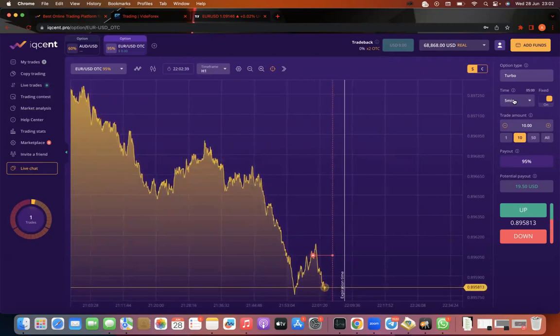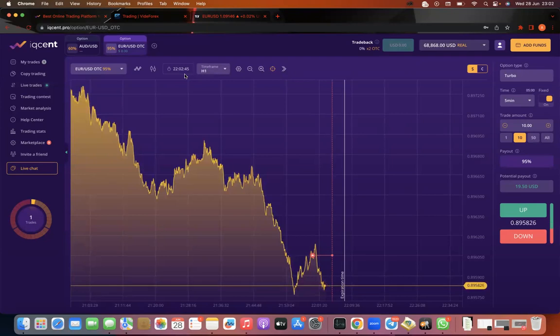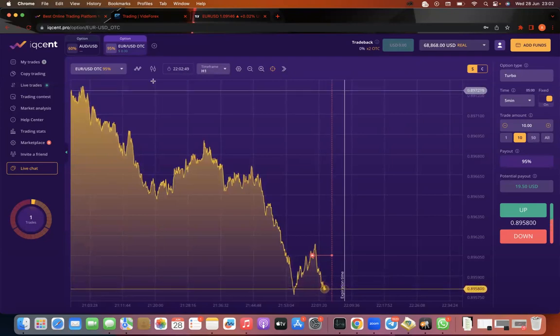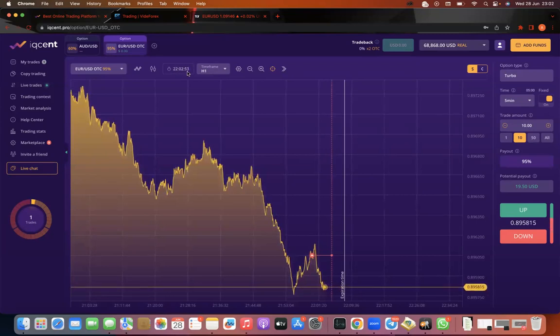Because if you're using Nigeria time, their time zone is 1 hour behind Nigeria and UK time. So you're seeing 23:02 here, but it's actually 22:02. It's also showing the seconds too, so you can see 51, 52. For those who like to time the open of candles to enter a trade, this is really going to help you a whole lot.